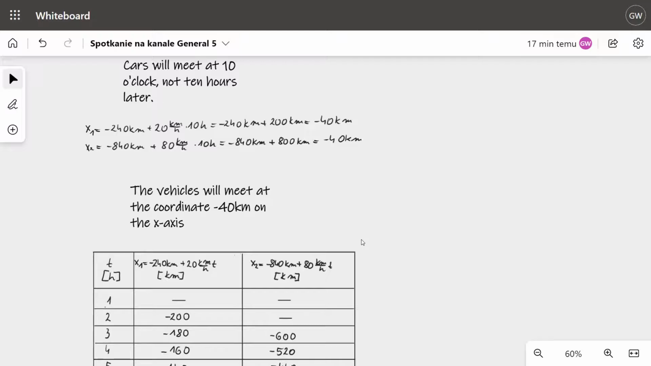Now we can calculate the coordinate of position of the place they met. It is enough to put 10 hours into one of the equations of motion. It is done here and here. We see that the vehicles will meet at the coordinate minus 40 kilometers on the x-axis.